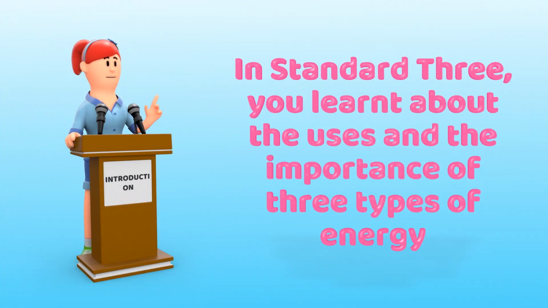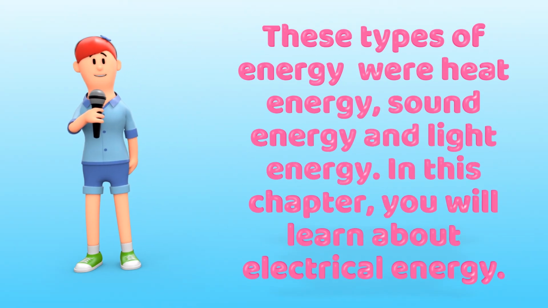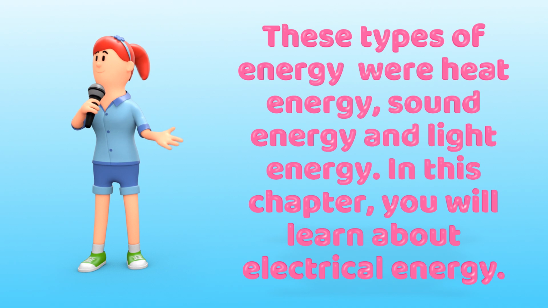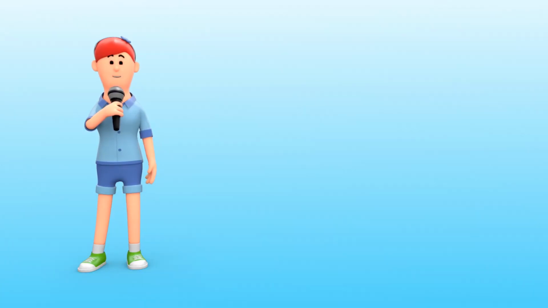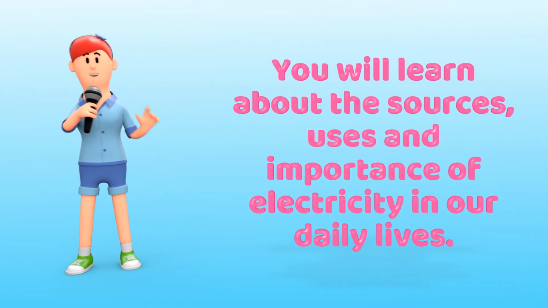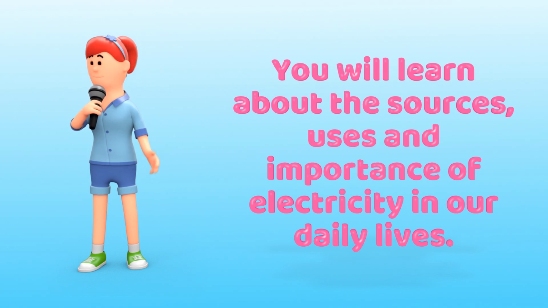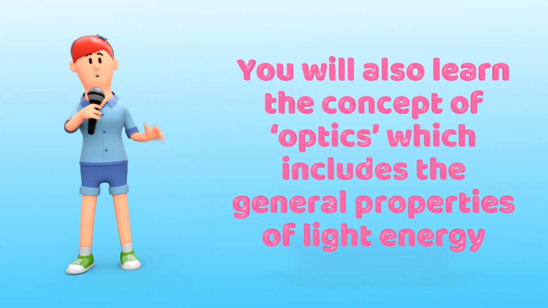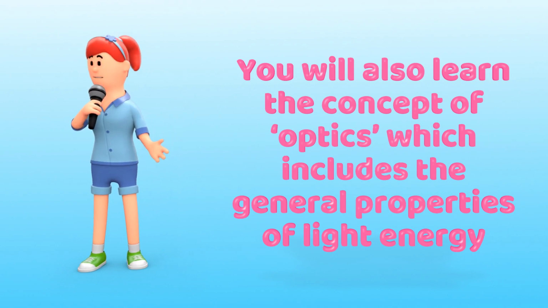In standard 3 we learned about the uses and the importance of the 3 types of energy, and these types of energies were heat energy, sound energy, and light energy. But in this chapter today, you will learn about electrical energy. In electrical energy, you will learn about the sources, uses, and the importance of electricity in our daily lives. You will also learn the concept of optics, which includes the general properties of light energy.